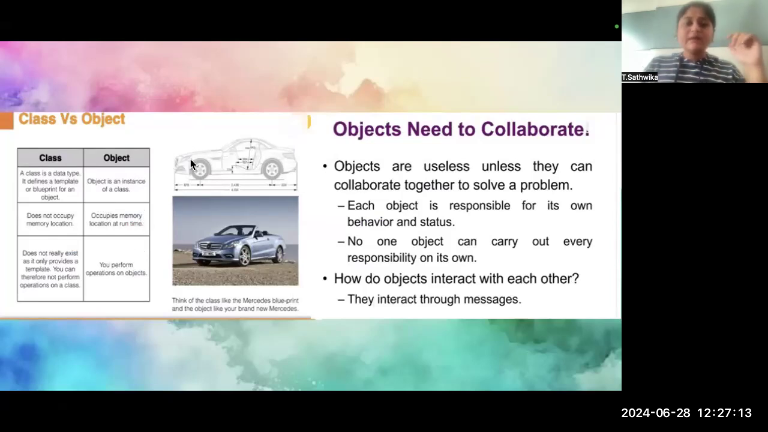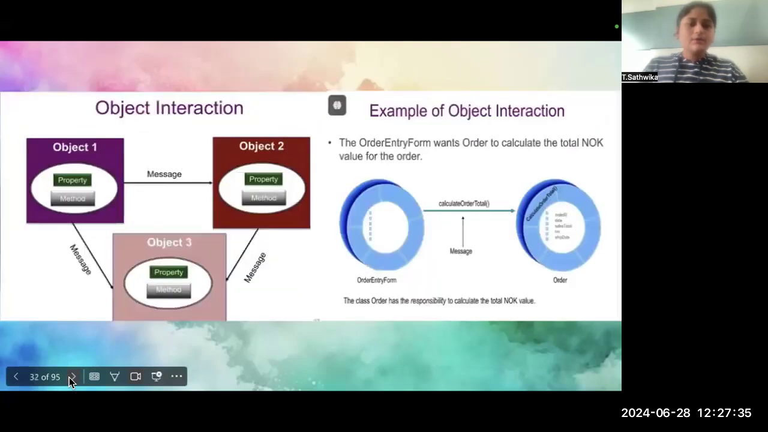Objects need to collaborate, and they are useless unless they can collaborate together to solve a problem. Each object is responsible for its own behavior or status. No one object can carry out every responsibility on its own. Now, how do objects interact with each other? They can interact through messages.